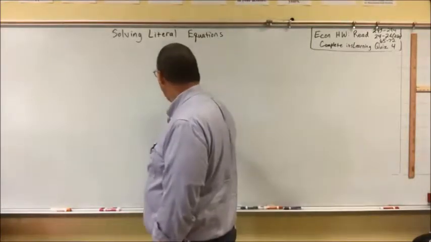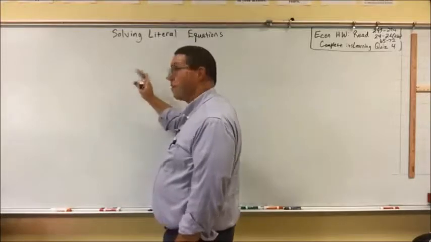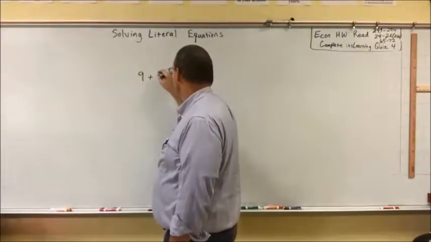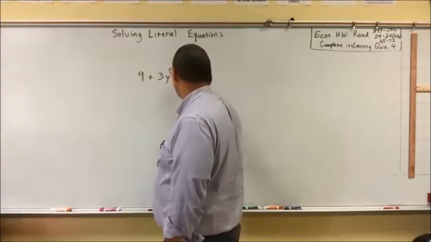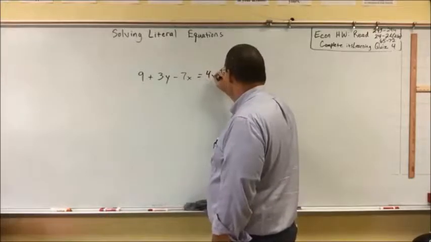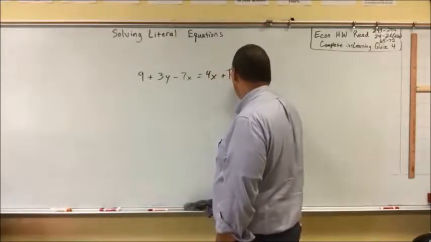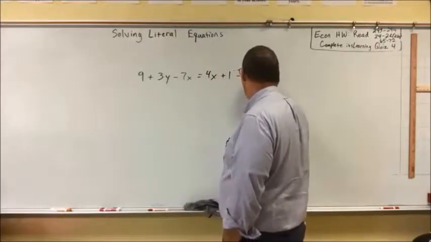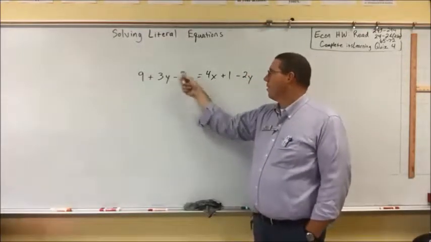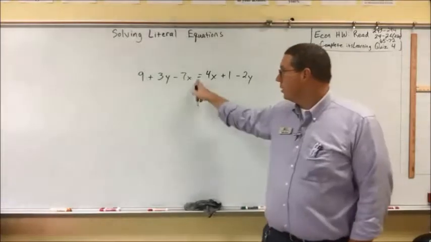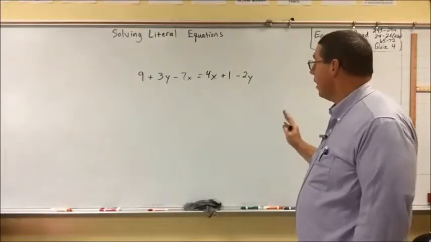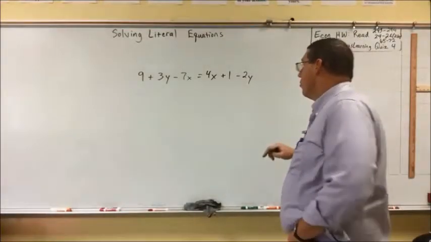Let's say that you have an equation that looks like this, a linear equation that, let's say it's 9 plus 3y minus 7x is equal to 4x plus 1 minus 2y. Okay? So it's a linear equation. It has two variables. Both variables are to the first power. It's an equation. It has an equal sign. So we've got a linear equation here, which is technically a function. And here's your task.